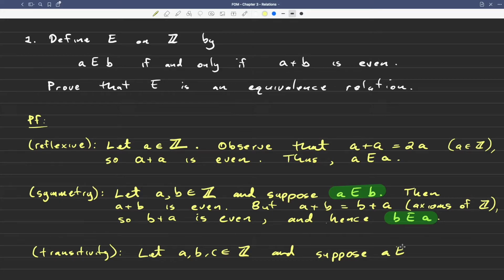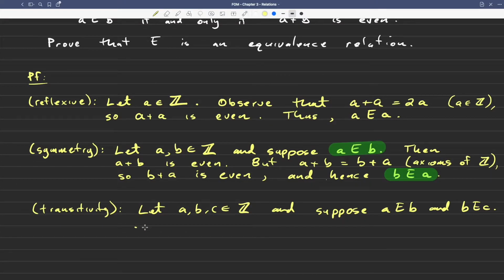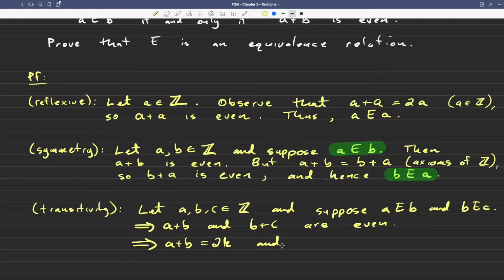A is related to B and B is related to C. So that tells me that A plus B and B plus C are even. So that tells me that A plus B can be expressed as 2 times an integer, and likewise B plus C can be expressed as 2 times an integer. And parenthetically over here, I'm going to just point out that K and L are integers, of course.